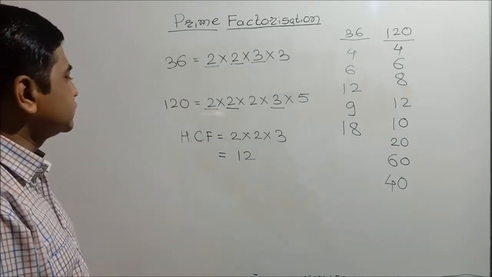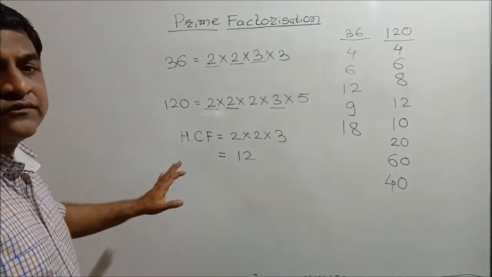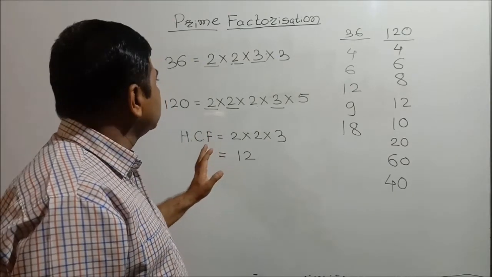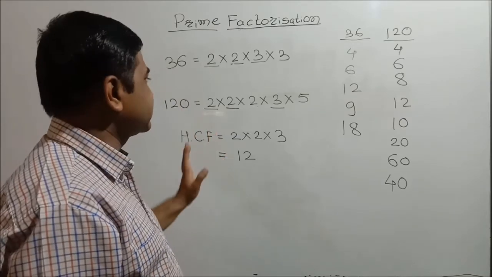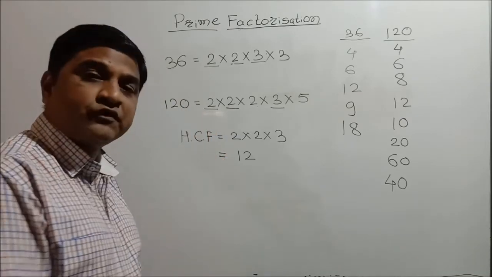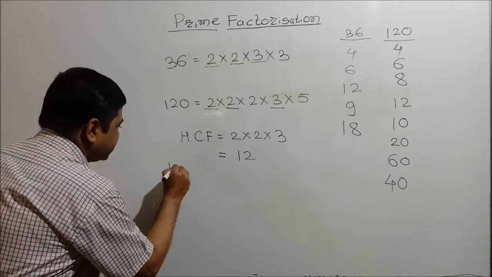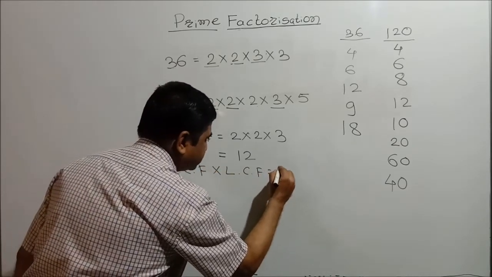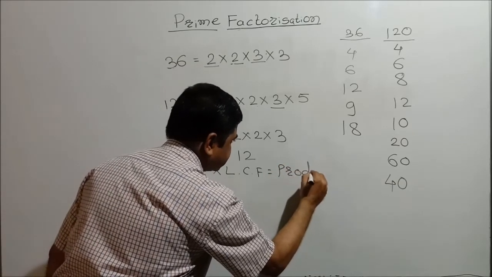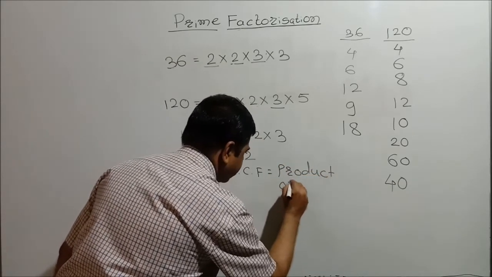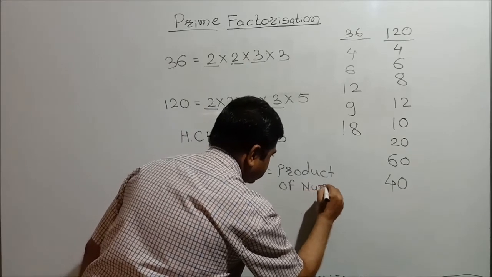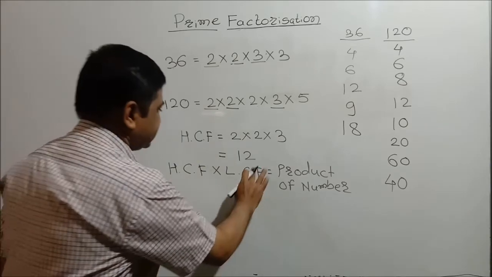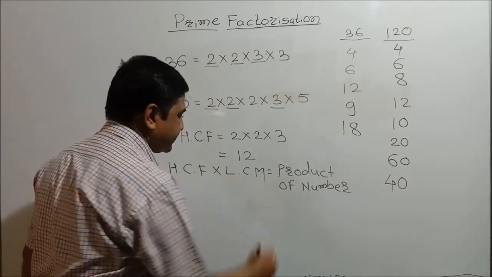So we come to the conclusion that finding the highest common factor and lowest common multiple will be made easy with prime factorization. Well, we already know that the multiplication of the highest common factor and lowest common multiple is equal to the product of the given numbers. So with this relation also, we can now easily find out the LCM.